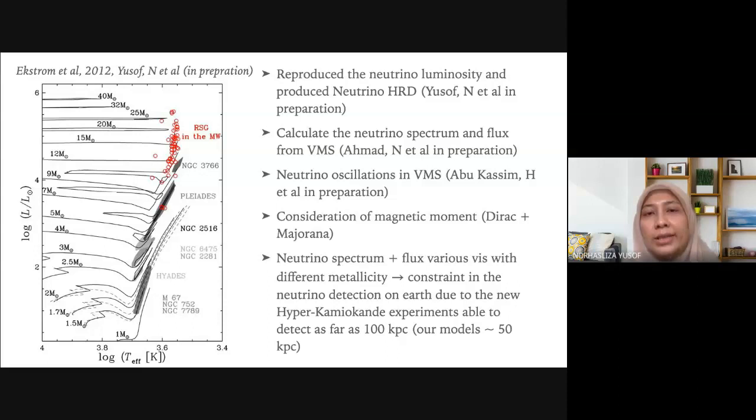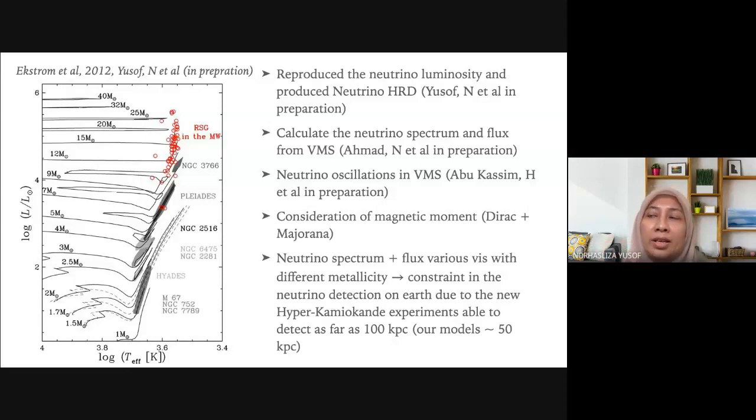And after that, we are going to reproduce the neutrino luminosity, what we call a neutrino HR diagram, neutrino Hertzsprung-Russell diagram. This is the normal HR diagram. Okay, so after that, we are going to study what the neutrino spectrum and flux from the BMS are. This needs to be done independently after we calculate the luminosity itself. And after that, we have to consider what neutrino oscillation could affect in very massive stars.